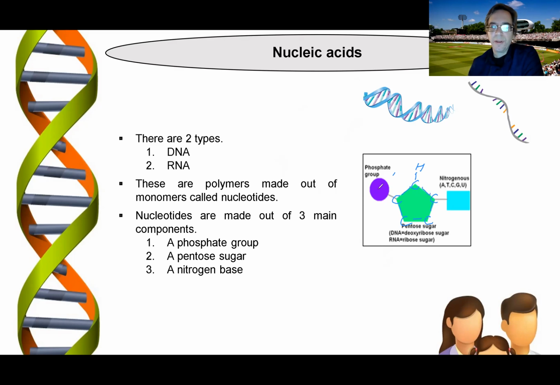Then we've got a phosphate group here, which is PO4, and a nitrogenous base, which contains nitrogen. The 4 particular nitrogenous bases are adenine, thymine, guanine, and uracil. These are polymers made out of monomers called nucleotides. Nucleotides, as we just discussed, are made up of a phosphate, pentose, and a nitrogenous base.